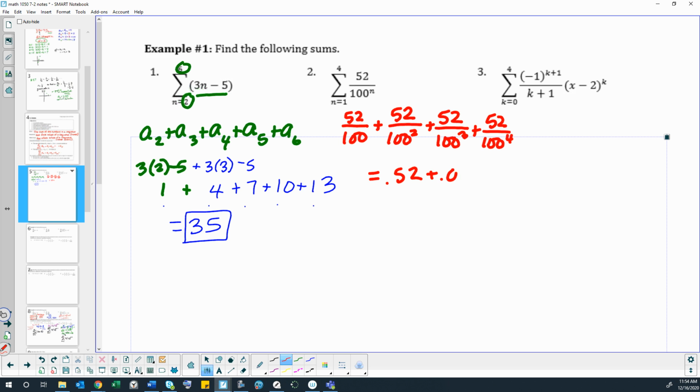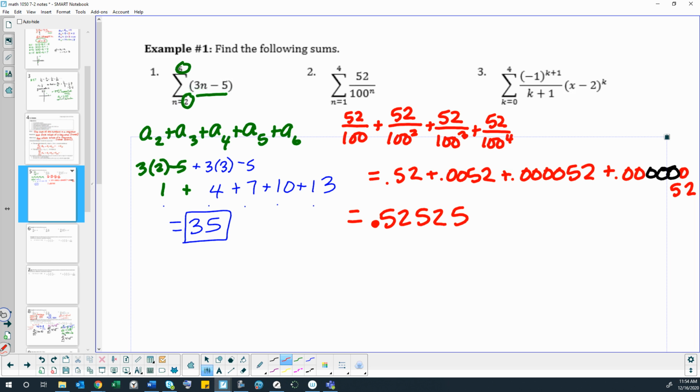And then this one would be 0.0052, wouldn't it? Because of the 2 zeros, so it would be 2 more decimal places, and then 0.000052, and then 0.00000052. So our sum's going to end up being 0.52525252. I think. Did anyone check it?